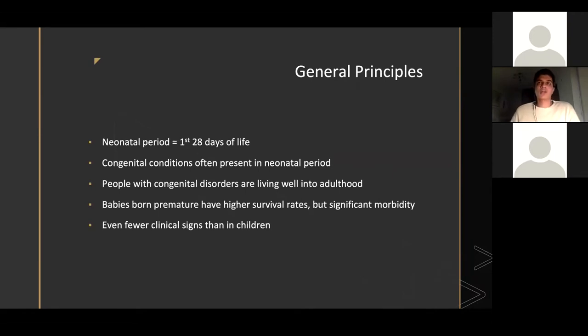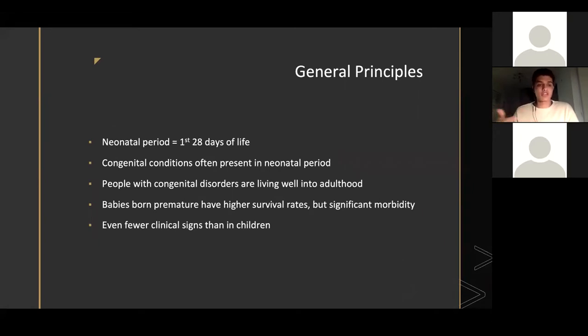Why is it important for you guys? Well, if you want to be an A&E doctor, a core medical trainee, a GP, anything really, you need to have an appreciation for these, because people with congenital disorders are now living well into adulthood. From the 60s, 70s and 80s onwards, you now have people living a lot longer and living with the condition, not dying of it in childhood.